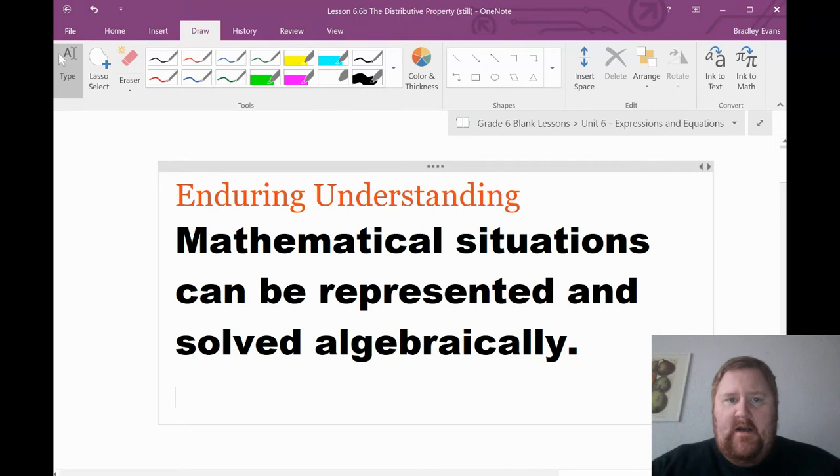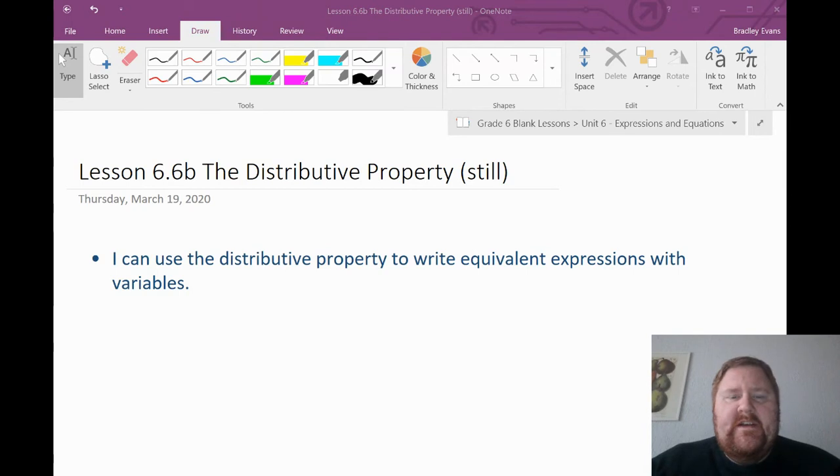Now, this is the second part of lesson 6, which is about the distributive property. So if you haven't completed lesson 6.6a, or if you were confused about lesson 6.6a, please go back and watch it and try it again. So today we're going to start using the distributive property a little bit more algebraically. And so you are going to be required to write equivalent expressions with variables using the distributive property. So again, if you haven't understood what the distributive property is from lesson 6.6a, please go back and try it now. Otherwise, let's get going.